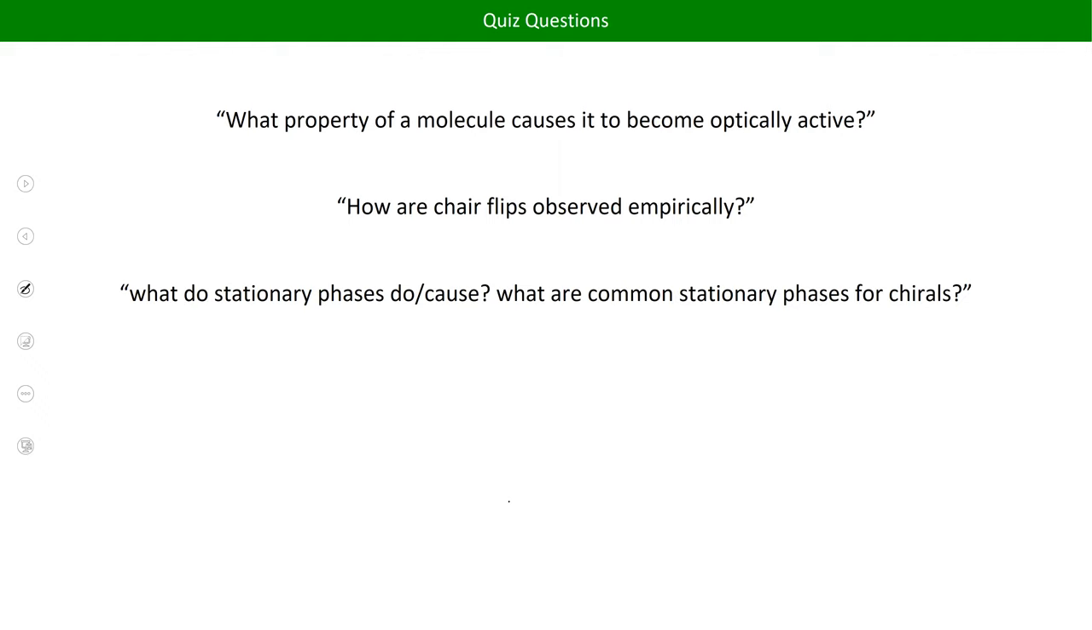And then other quiz questions. Everybody asked relevant questions this week, which is always fun. It also tells me that maybe we're going a little too fast in some places. What property of a molecule causes it to become optically active? Might not be obvious why that one's relevant, because we haven't defined optically active yet.